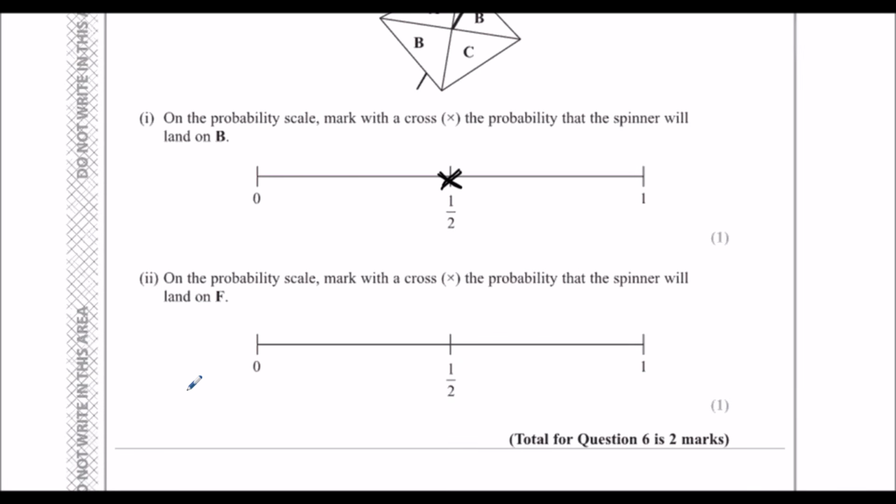And the second part, mark the probability of getting an F. Well, there's no F's, so it's 0 out of 4, which is 0.